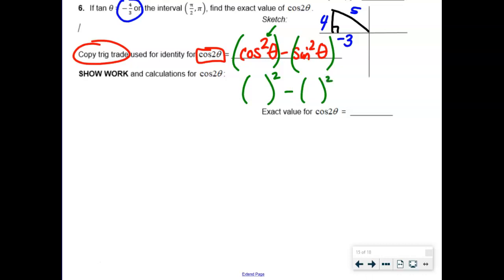So back to your triangle. The cosine ratio for this guy is -3/5. We're going to square that. And then the sine ratio would be 4/5, and we're going to square that. And we're going to subtract them.